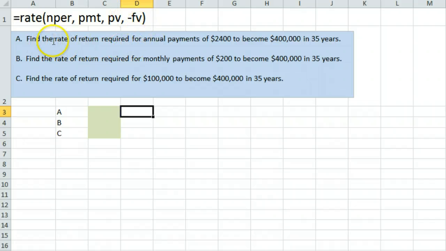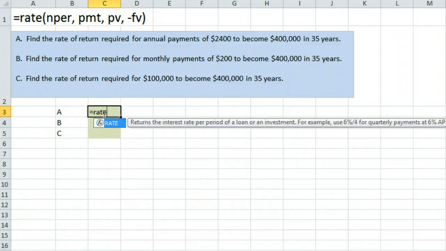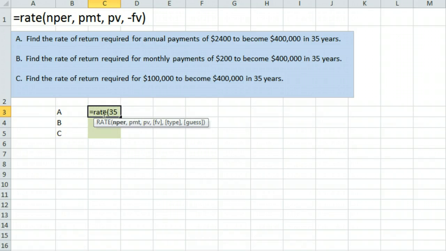In this first example, we want to find the rate of return required for annual payments of $2,400 to become $400,000 in 35 years. We use the rate function. We have 35 years, so 35 total payments. We are making $2,400 deposits. We are not starting with any balance or present value, and we need $400,000 in the future.